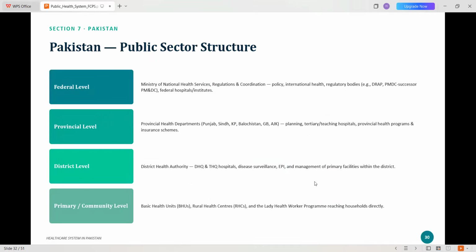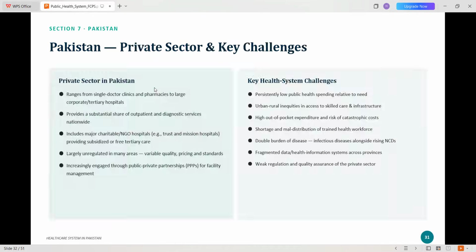So this is the same public health sector structure which we already discussed, in which the primary level includes the BHU, RHC, and Lady Health Worker Program. The district level includes the THQ and DHQs. The provincial level includes the health department, which includes tertiary and teaching hospitals, and at the federal level, the Ministry of National Health Services, Regulation and Coordination.